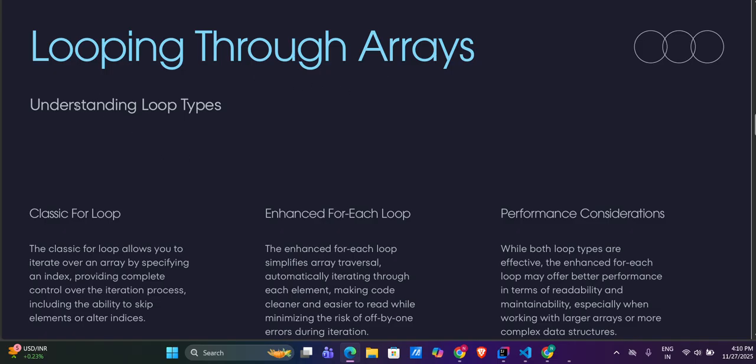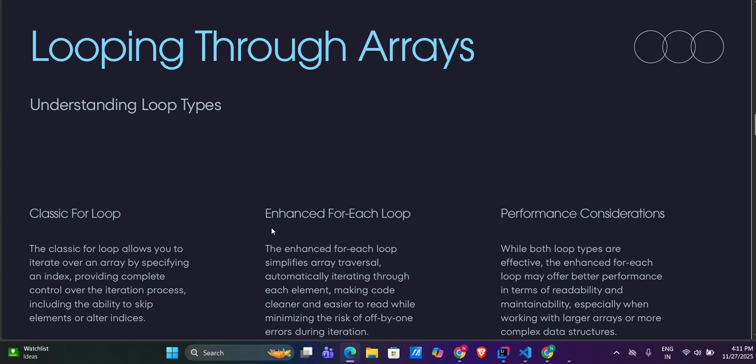Looping through arrays. Understanding the looping types. One of the loops is the classic for loop. I already told you yesterday about loops: for, while, do while, and enhanced loop. Now I call the classic for loop. The classic for loop allows you to iterate over an array by specifying an index, providing complete control over the iteration process, including the ability to skip elements or alter indices.